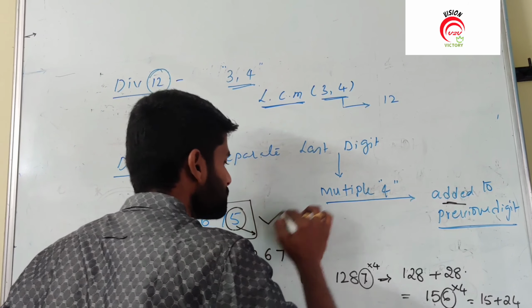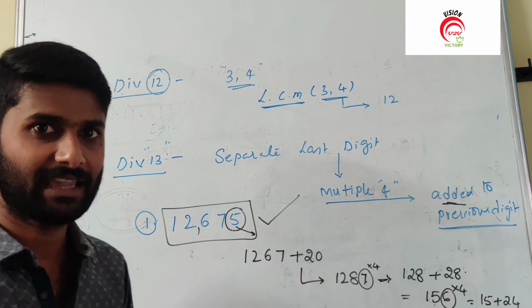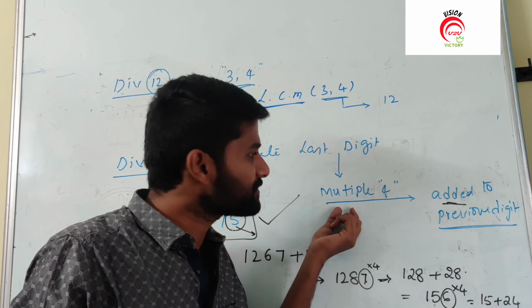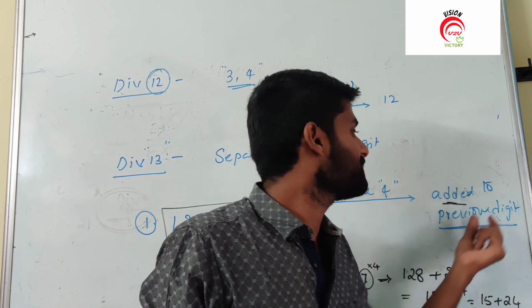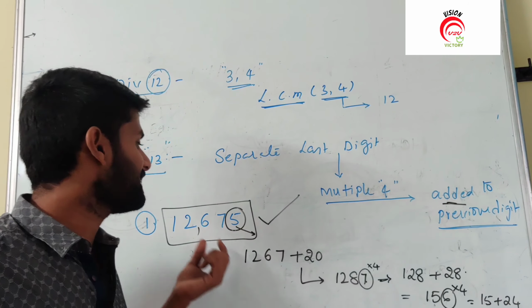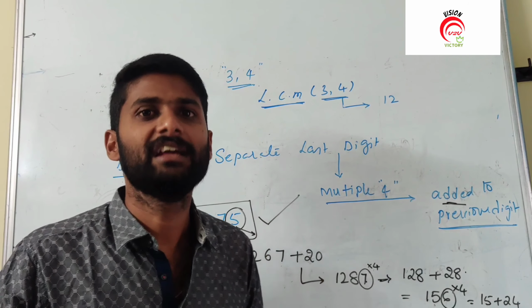12,675 is always divisible by 13. Again, I just repeated: separate the last digit and multiply that digit with 4, and we need to add it with the previous digits. If that resultant is divisible by 13, then the entire number is always divisible by 13.